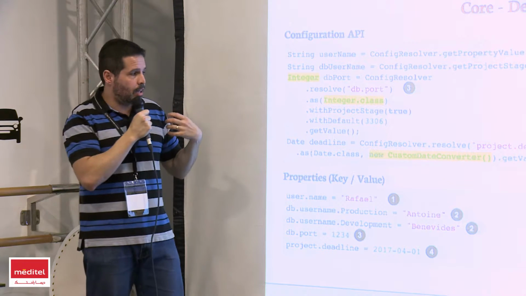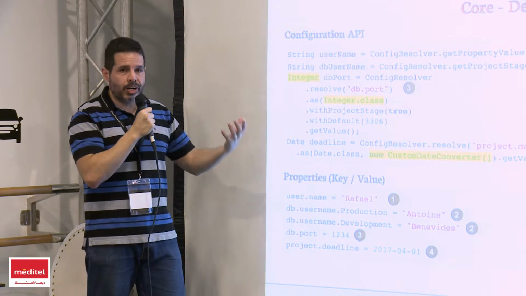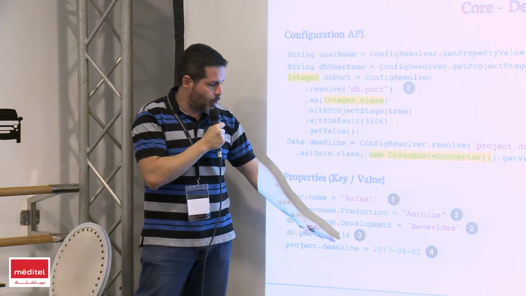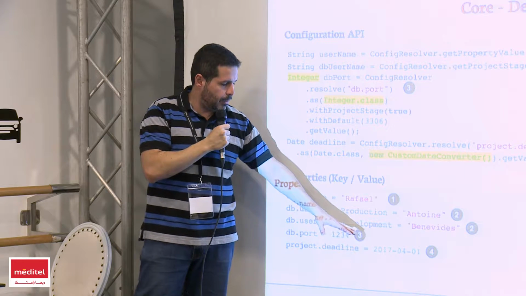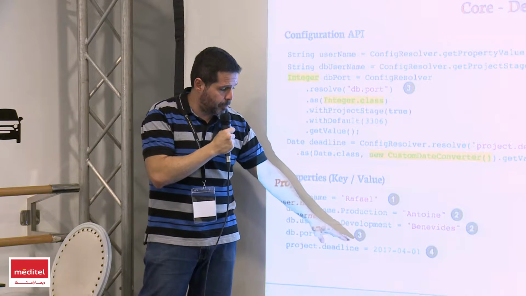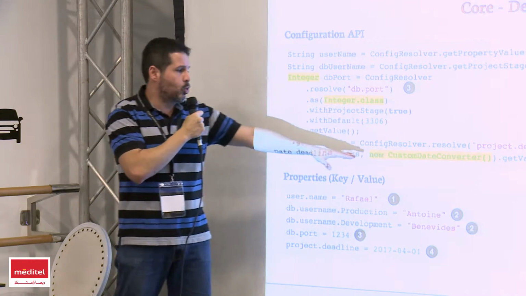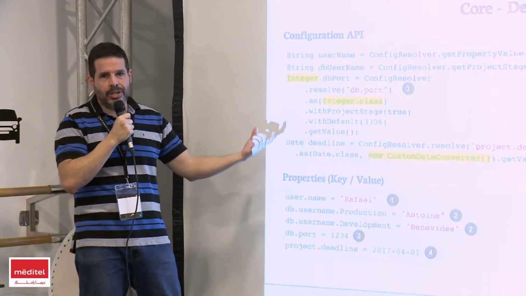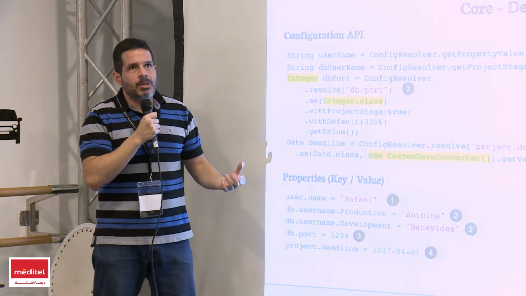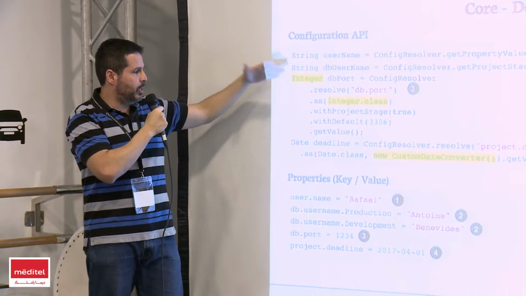And I can also have a converter, for example, in this case, where I have the date format using this specific format here: year, month, and day. I can use a custom date converter to return that as a date. So I don't need to get the value as a string and then convert it to an integer or convert that to a date, okay?